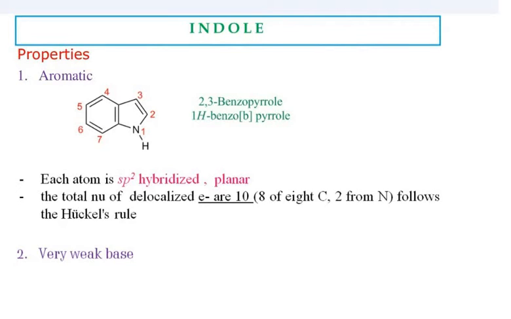Now, each atom is sp2 hybridized. You agree with me. And it's planar. The total number of delocalized electrons is 10, 8 from carbon and 2 from nitrogen. It follows Huckel's rule. And it is a very weak base.